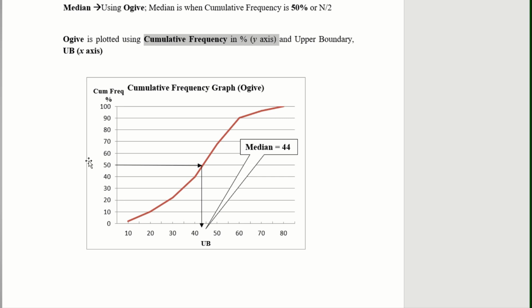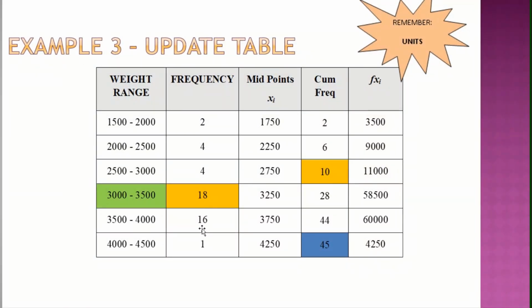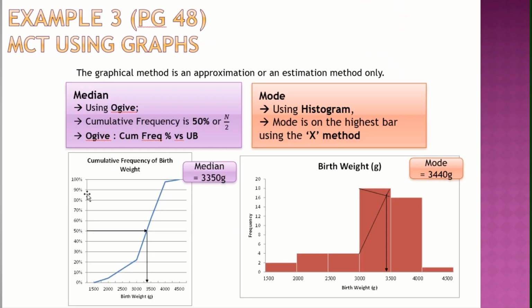So how to find the median? What is median? Half of the data, right? 50%. Come down. So this is how you draw your ogive. All of you are clear? This is how you draw the ogive: CF percentage and upper boundary.